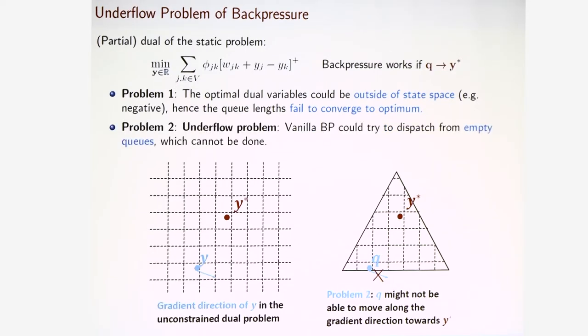And there's another more serious issue, which we call the underflow problem. It looks like the following. On the left-hand side is the state space of dual variables. The current iteration is the blue Y. You're trying to take a gradient step from the blue Y, which is feasible in the unconstrained problem. But because of the state space constraint of Q lengths, which cannot be negative, you cannot move your Q lengths along the gradient direction. As a result, you cannot fulfill the gradient step, and your Lyapunov drift argument doesn't work. So people call this the underflow problem.